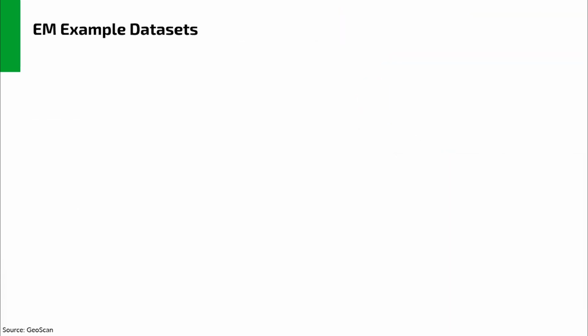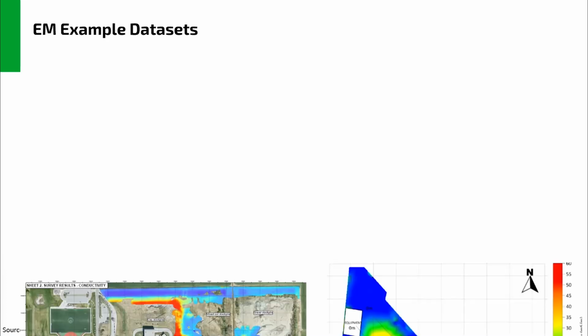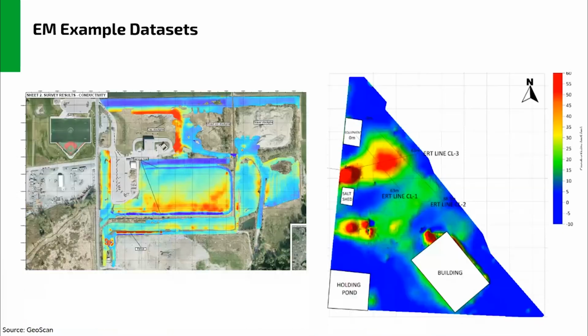A few electromagnetic examples. The electromagnetic method doesn't produce, per se, a cross-section. It is producing 2D geophysical results plotted as a heat map over an area. This is what you see. There are two data sets that I show right now. And the most obvious thing that you can see is that geophysicists love rainbow colors.